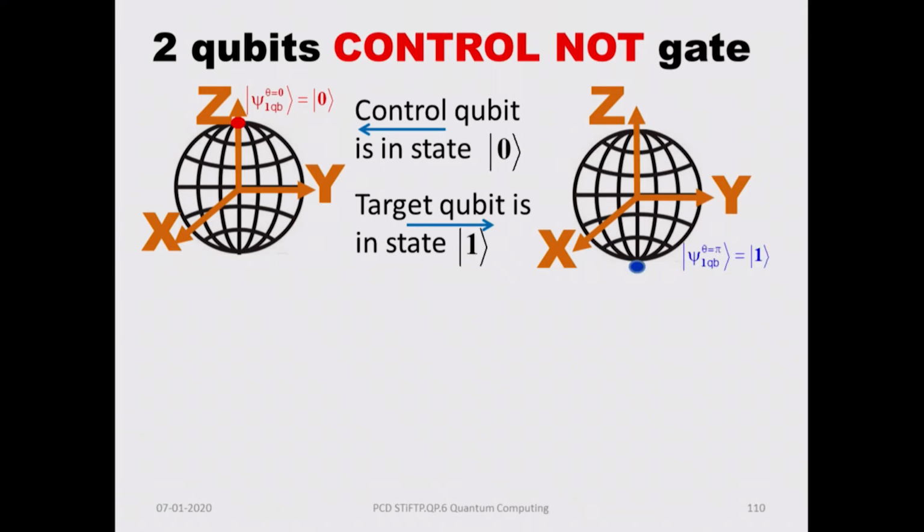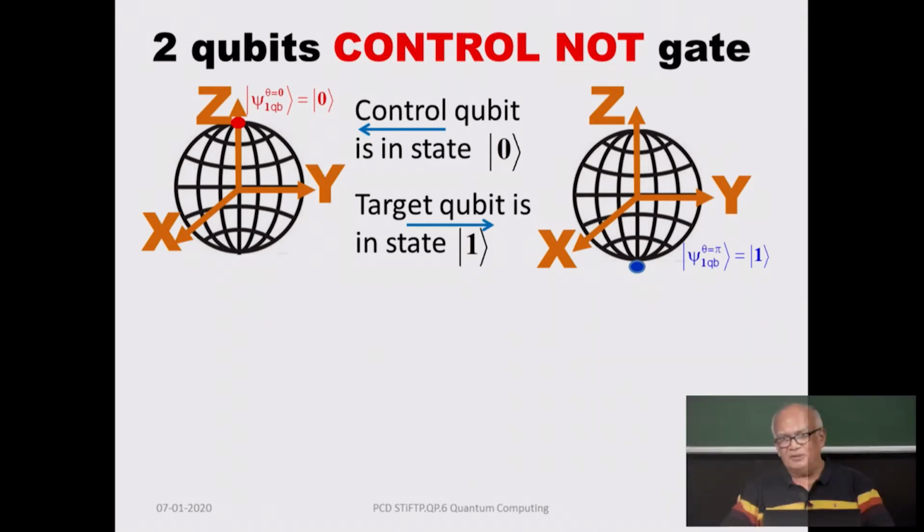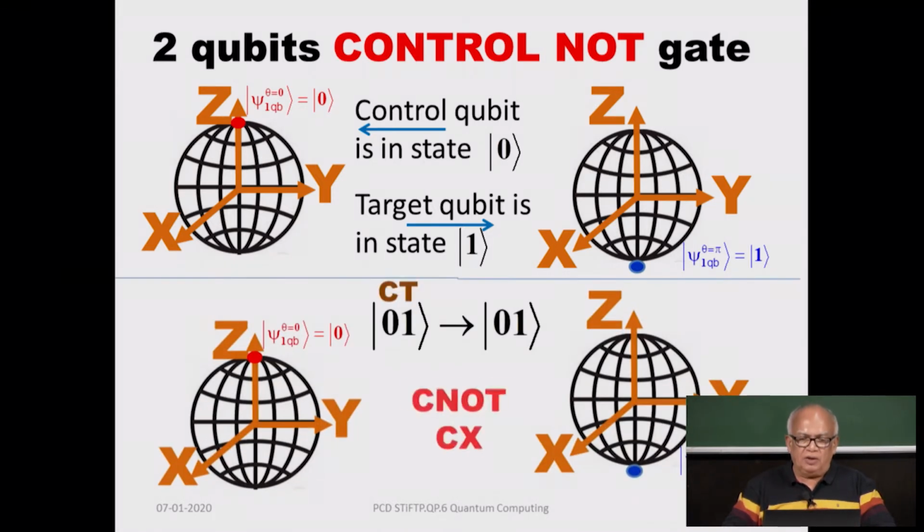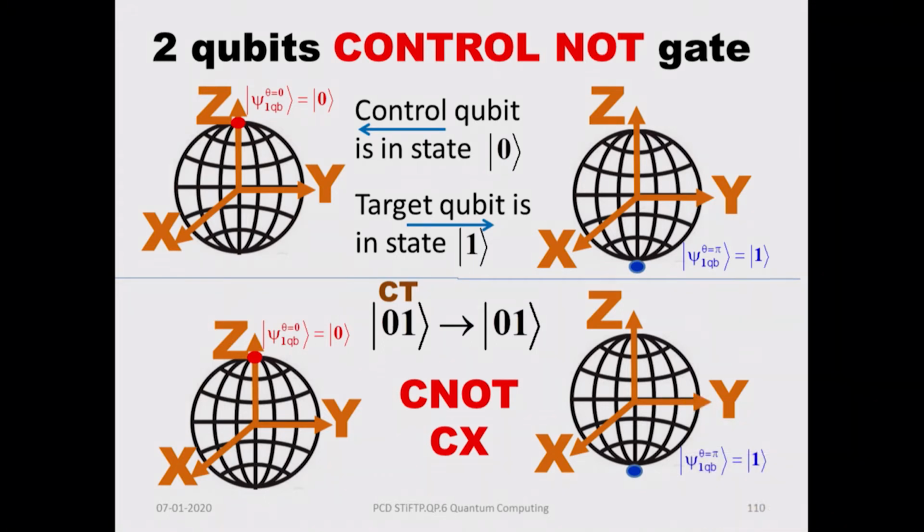Now, you have the control qubit in the state 0, which is on the north pole, but the target is on the south pole. But it does not matter where the target qubit is, because the control qubit is what controls the condition that the target qubit would be affected at all. So, things are going to remain the same. From 0 1 again you go to 0 1. The target qubit continues to remain at the south pole because the control qubit is in the state 0, it is at the north pole.